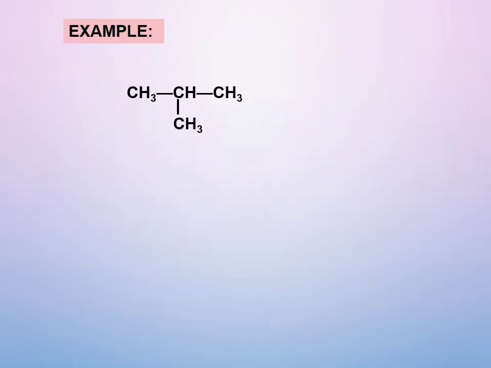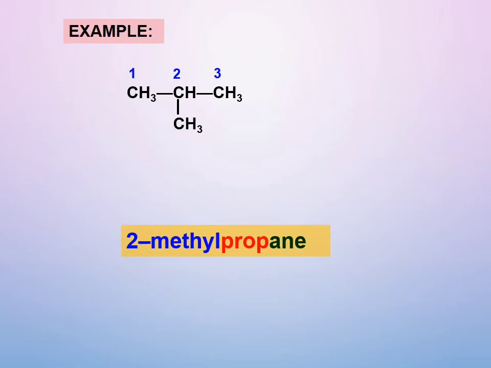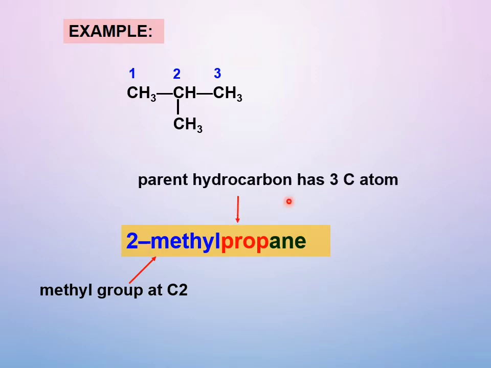So based on this example, you have 3 carbons as the longest chain, and there is a substituent at the second carbon. So we have the IUPAC name as 2-methylpropane. The 2 is referring that the methyl substituent is attached to the second carbon. So propane is referring to the 3-carbon parent, and the ane belongs to the alkane family.